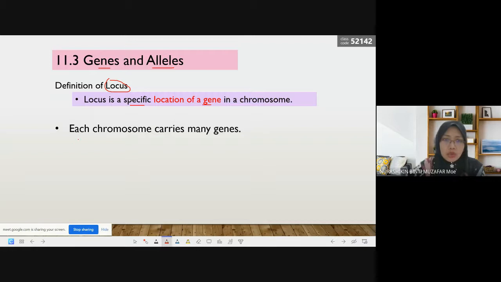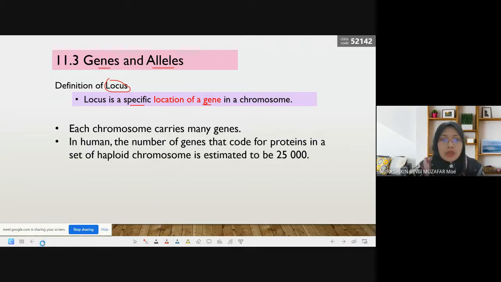So each chromosome carries many genes. In humans, the number of genes that code for proteins in a set of haploid chromosomes is estimated to be 25,000 genes. That's a lot, to code for our proteins. We have many types of protein. The proteins determine what type of enzyme, what type of hormone and also the cell. So there are many, 25,000.